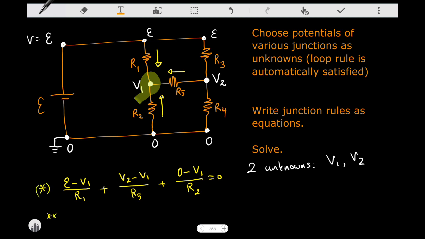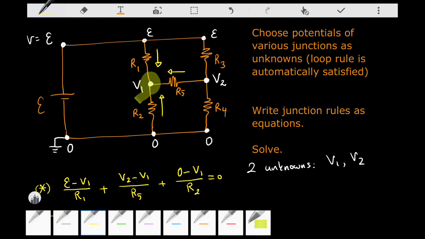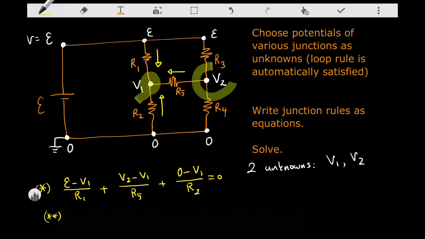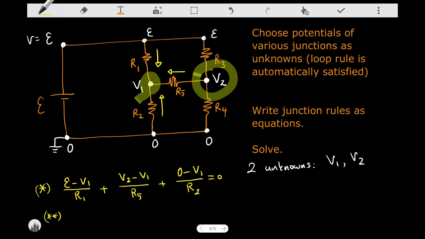There's going to be a second equation in here associated with the other junction, this junction in here. When you write that down, you are going to have two equations. And since there are two unknowns, you can solve these two equations and then find the solution to this problem.